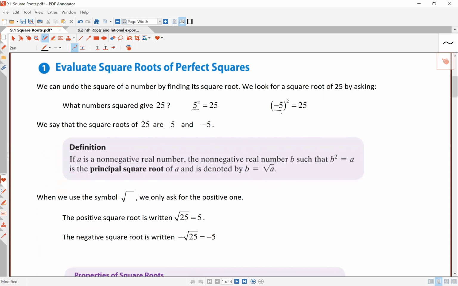You might be saying to yourself, I thought the square root of 25 is 5. Well, we're saying it a little bit differently. We're saying the square roots of 25 are the numbers that you can square and get 25. So there's 2 square roots to any number. However, when we use this symbol, we're talking about the positive one.